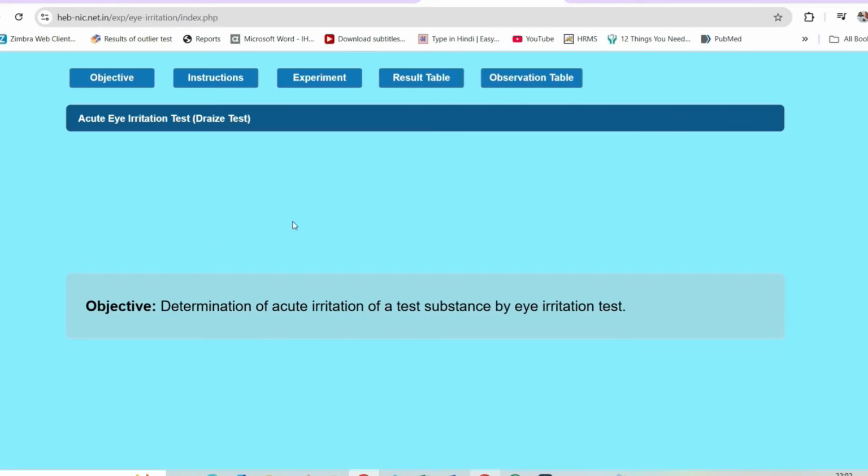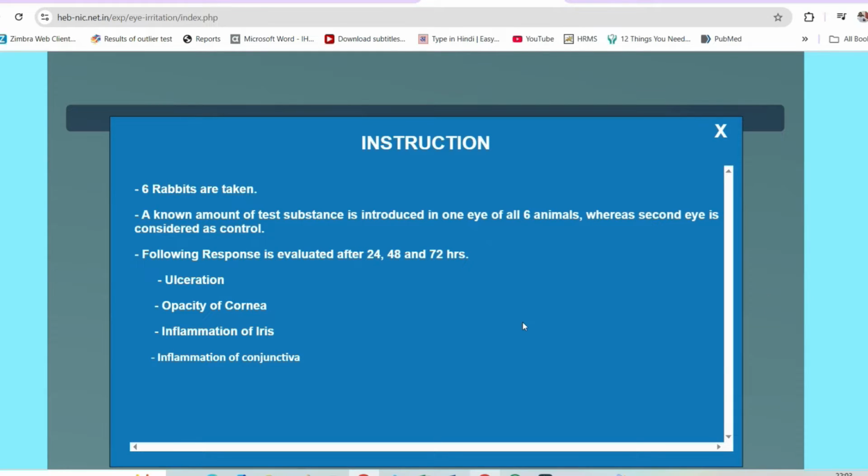First we will see the objective for the acute eye irritation test: determination of acute irritation of a test substance by the eye irritation test. The other tabs are instructions, experiment, result table and observation table. So we will go through the instructions first. Here you can see the instructions.